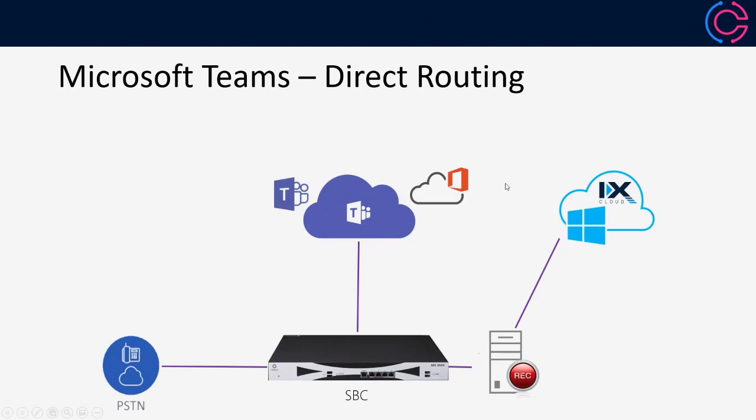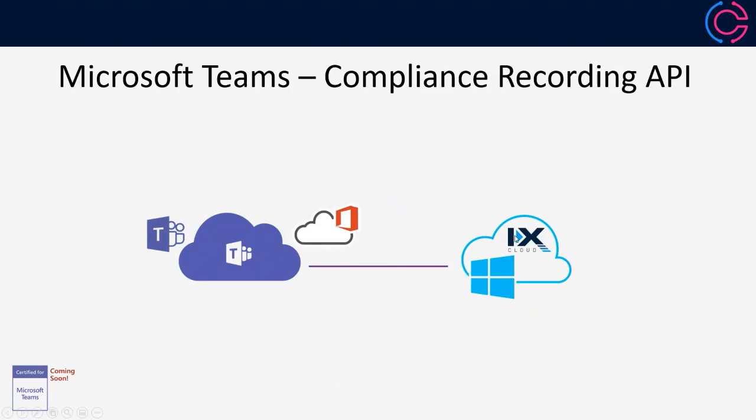Another method for recording Teams other than using the APIs is direct routing, and we support direct routing either through port mirroring an SBC that does not support SIPREC or through a SIPREC stream to IXCloud, either through our server or later through our native Azure recorder built into the service fabric of Azure. And now using the compliance recording APIs, a complete cloud-based solution without anything required on-premise or within anyone's network.